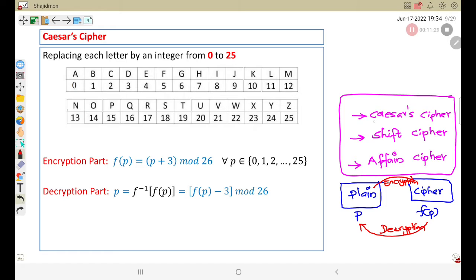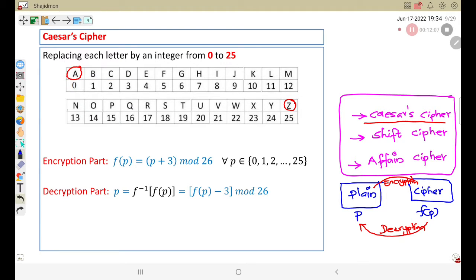Now first we will go to the first cipher, that is Caesar cipher. Before starting Caesar cipher, you can see the basic English alphabet, numbered from 0 to 25. A means 0 and ending Z means 25, because in total we have 26 English letters. So A is 0, B is 1, C is 2, and so on, X is 23, Y is 24, and Z is 25. Just remember that.